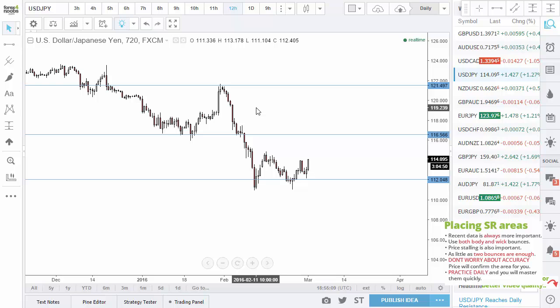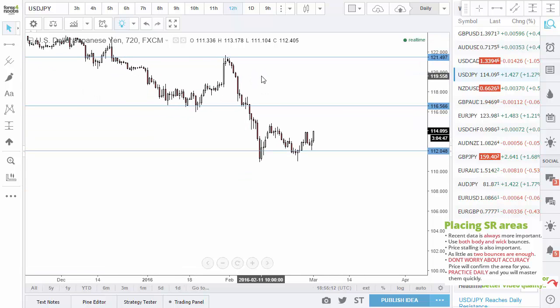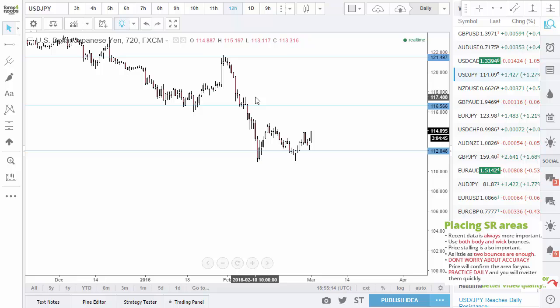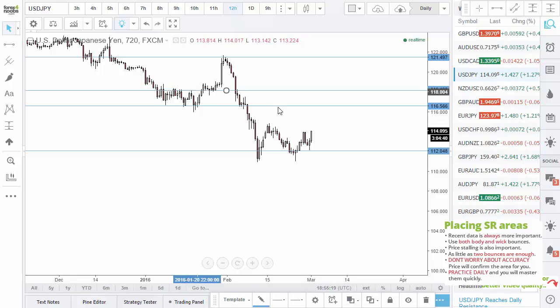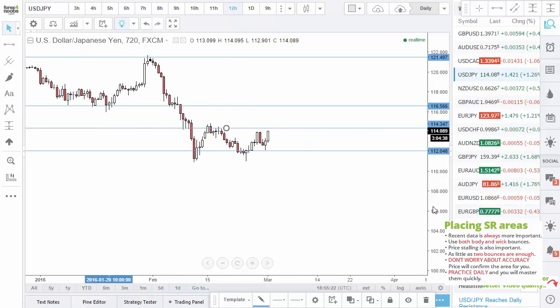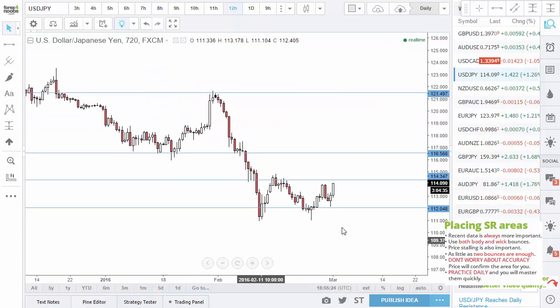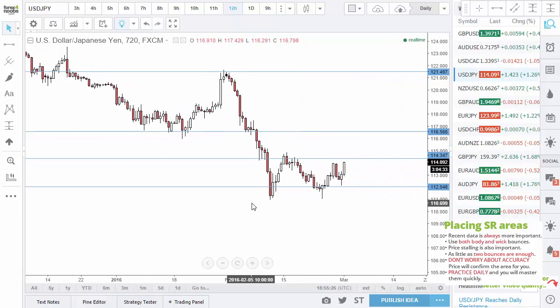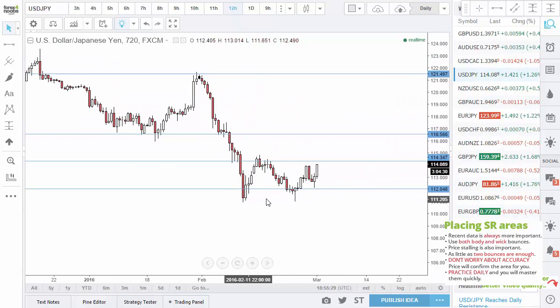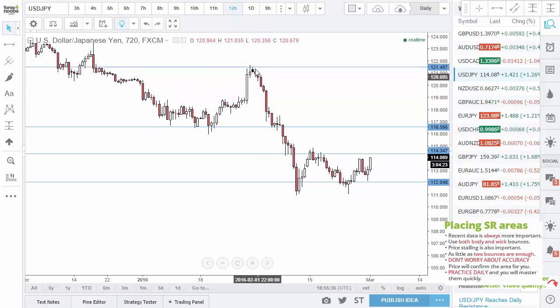There's also a bounce here, kind of. Yeah, that looks good to me. So those are my support resistance areas for USD/JPY. You can see how fast I place them. It's always a little harder when price kind of just pushes straight through and you don't get very many bounces. But these ones were pretty easy to place.